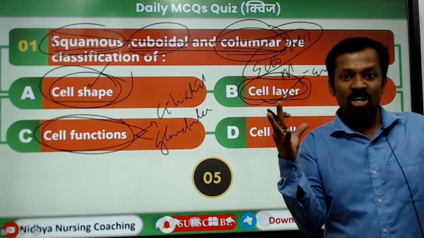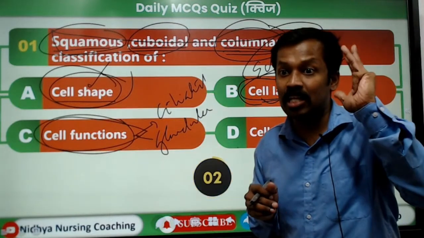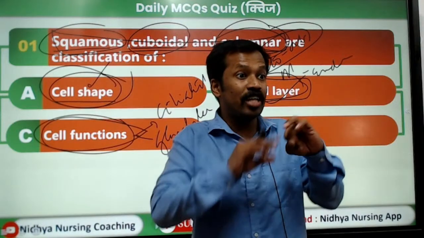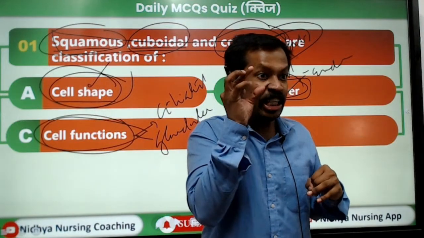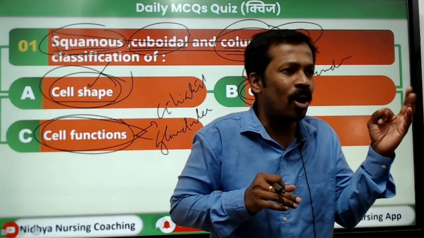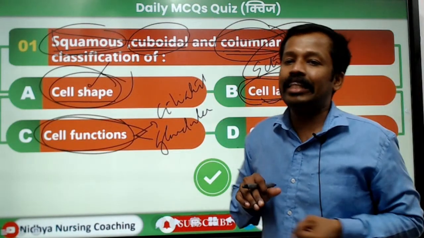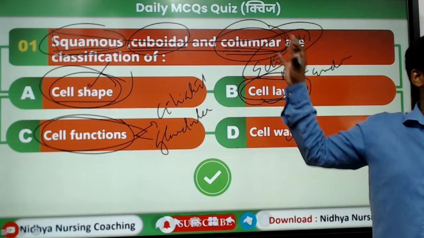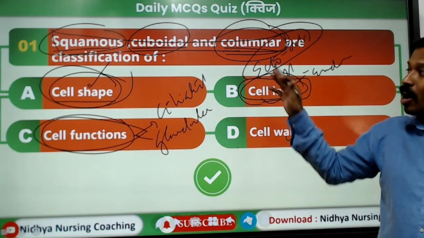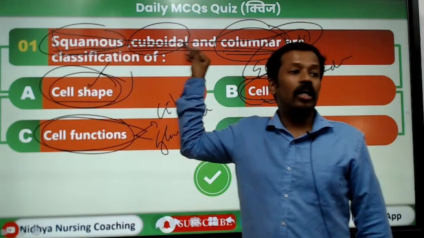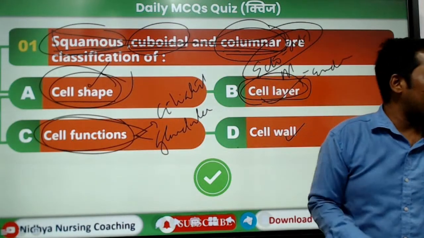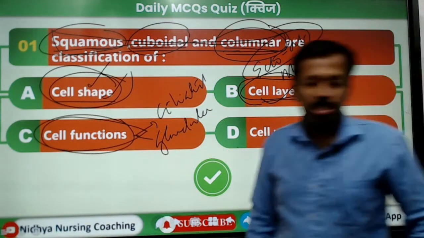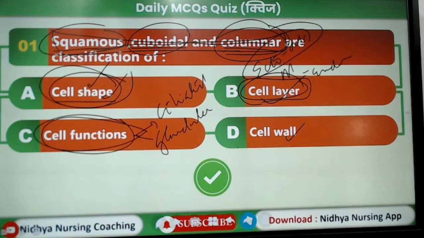And according to cell wall thickness and rigidity, are plant cells and animal cells the same? No. The plant cell wall is more rigid and thick, and the animal cell wall is thin. So these are the different classifications of cells. Then which kind of classification is squamous, columnar, and cuboidal? It is on the basis of cell shape. Have we got it? So we'll move on to the next.